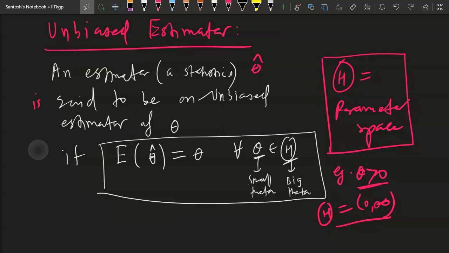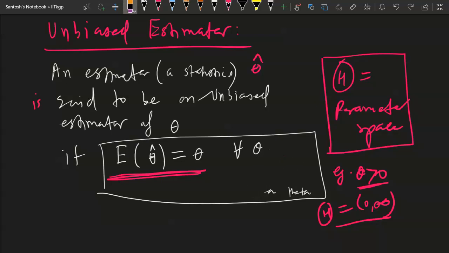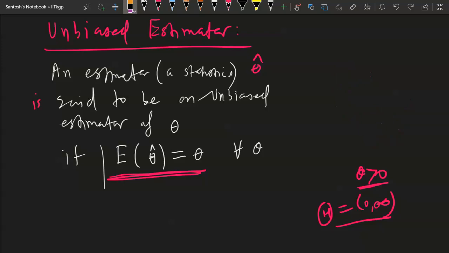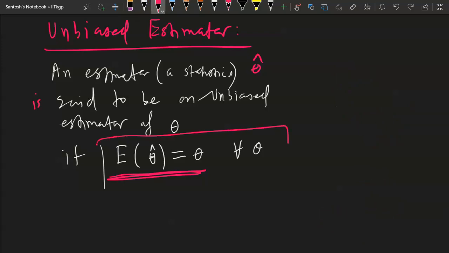So you just see, E of theta cap is theta, for theta belonging to this, or you may write for all theta. If you don't want to write all this, for all theta it will work. In books you may find the definition like this, and sometimes in lower level books you will find only this. This is enough. So this is the definition of unbiased estimator.